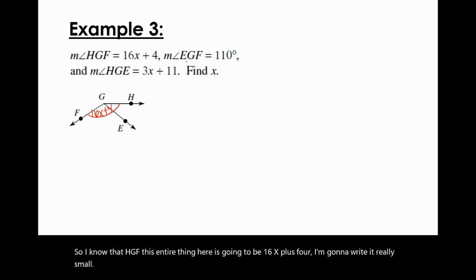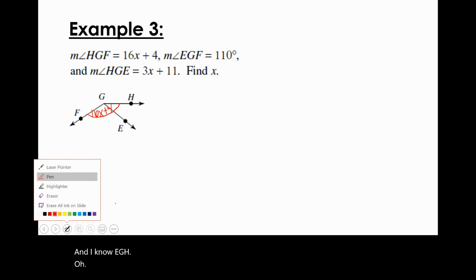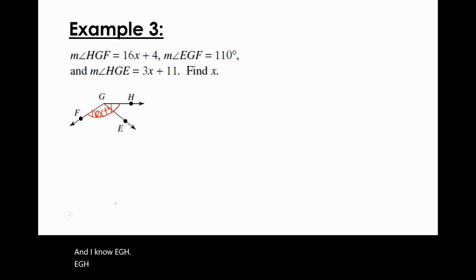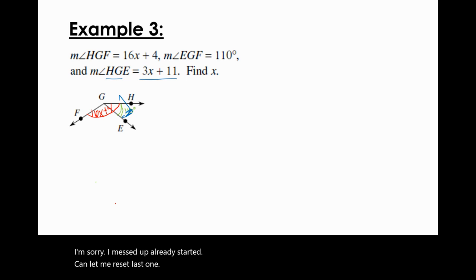Okay. And I know EGH, I'm going to make green. EGH is going to be this one here. That is equal to 110 degrees. And my last one is going to be HGE. Oh, I'm sorry, I messed up already. Darn it. Okay, let me erase that last one. No, I can't erase it. So scratch, scratch. Okay, let me replace that.